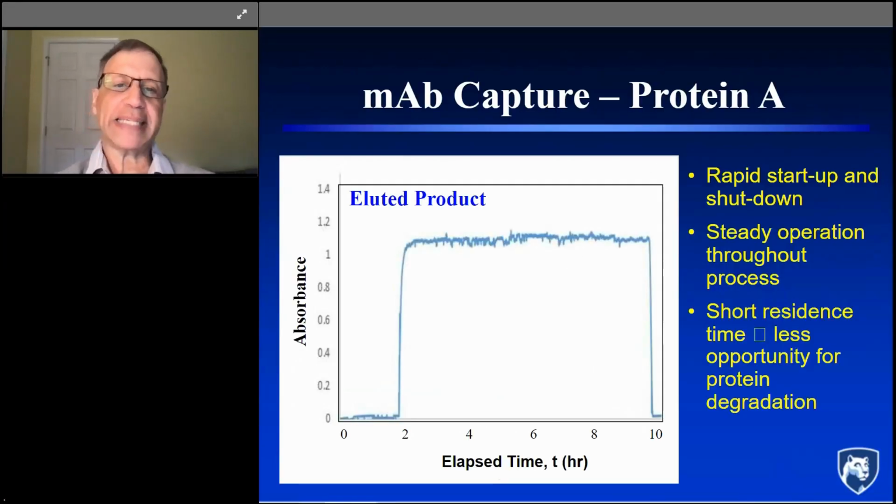As I mentioned, this process is continuous. This is the profile for the eluted product. We start with an initial equilibration of the system where we're not generating any product. Just before the 2-hour point, we add in our monoclonal antibody feed, and you can see this is the absorbance profile coming off of the elution stage. It is completely steady state. It's a short residence time process, meaning that there's less opportunity for protein degradation or aggregation, and it allows us to use this as part of a fully continuous downstream process.